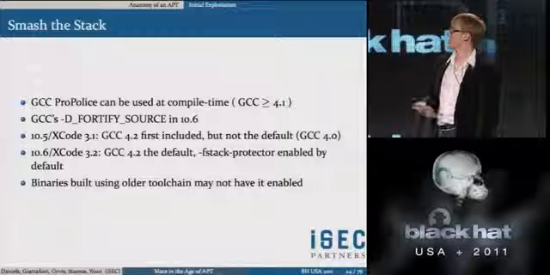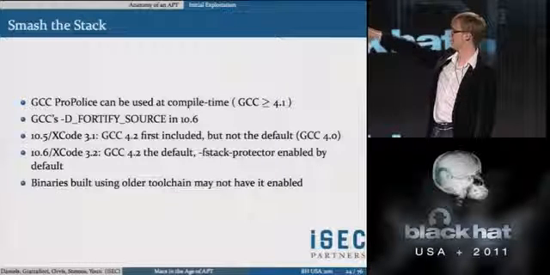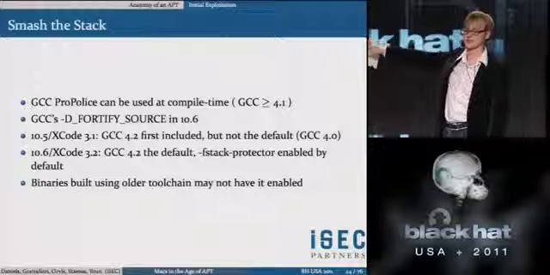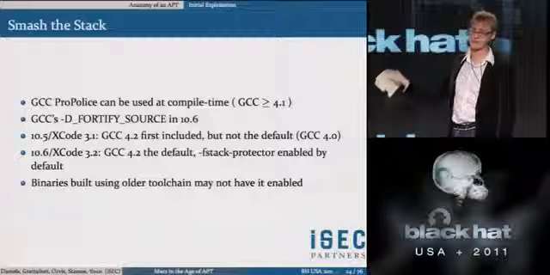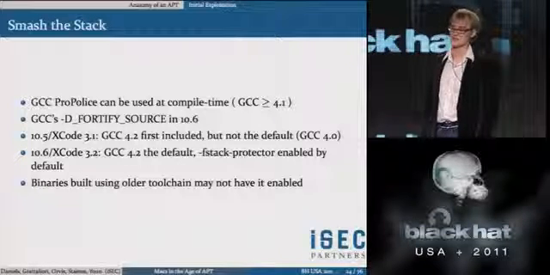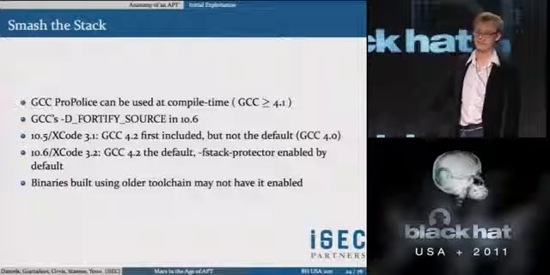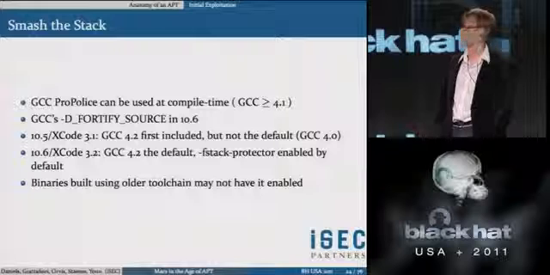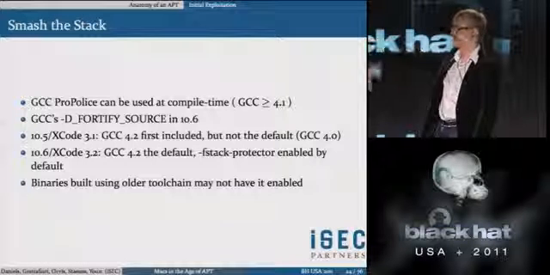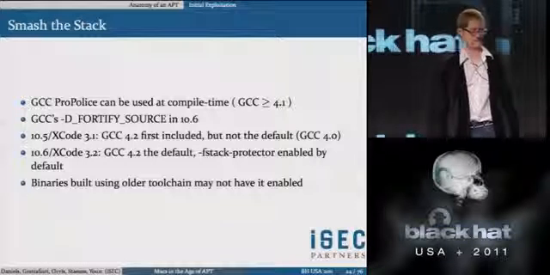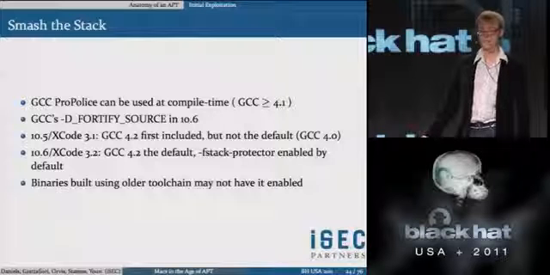One of the big challenges in 10.5 was that when GCC 4.2 was first included, which has ProPolice, GCC 4.0 was the default, so the stack protector was not available by default. In 10.6, it finally switched over to being there for binaries that were enabled. One of the bigger problems, though, is that if you build your binary on an older tool chain, you won't have the stack smashing protections.